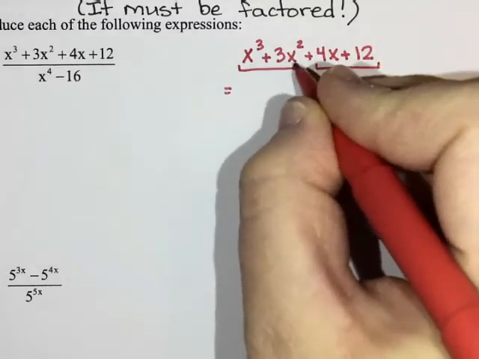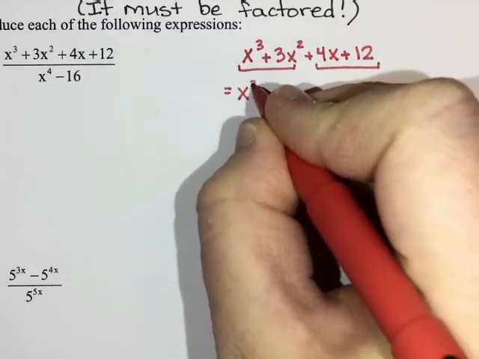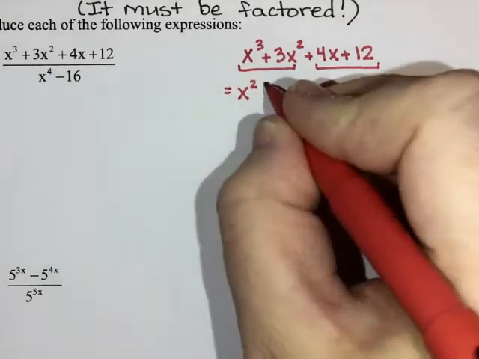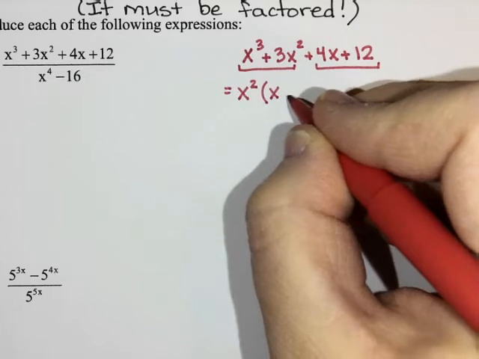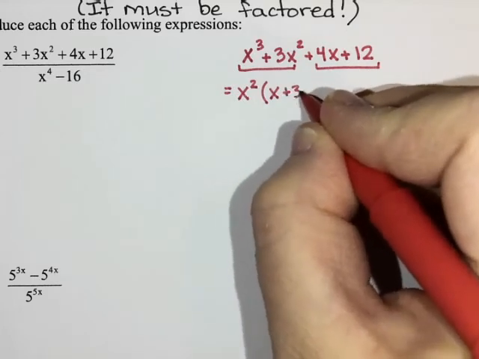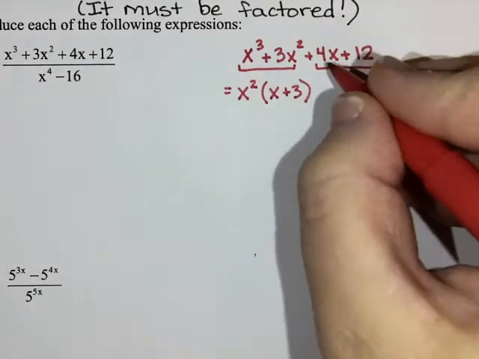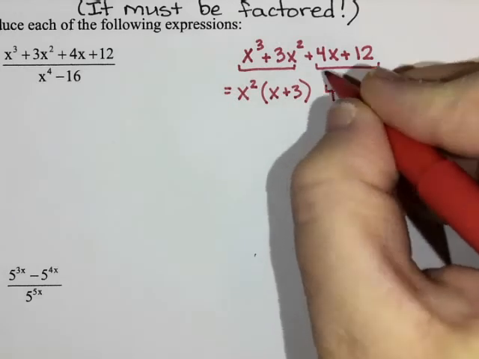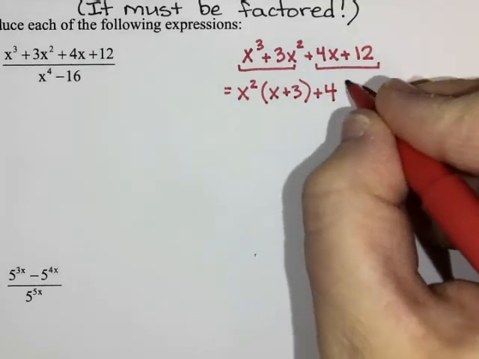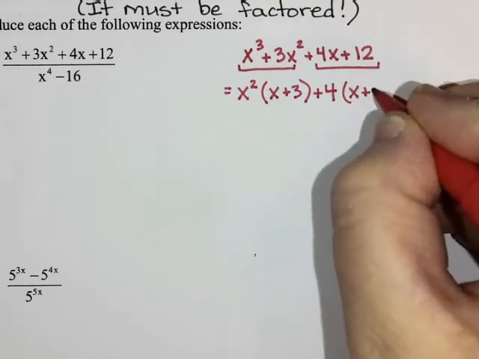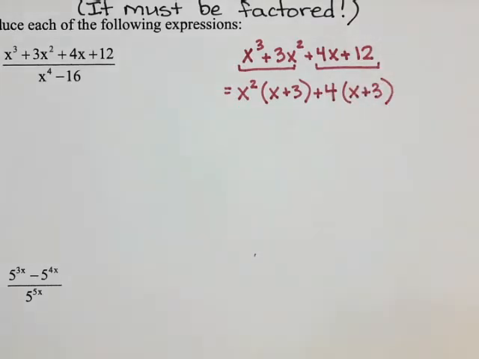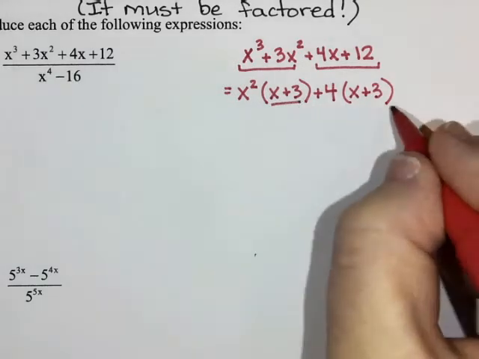So the first pairing has x squared in common. x cubed divided by x squared is x. 3x squared divided by x squared is 3. My second pair has a 4 in common. I'm going to do plus 4. 4x divided by 4 is x. 12 divided by 4 is 3. So I ended up with the same bracket here.